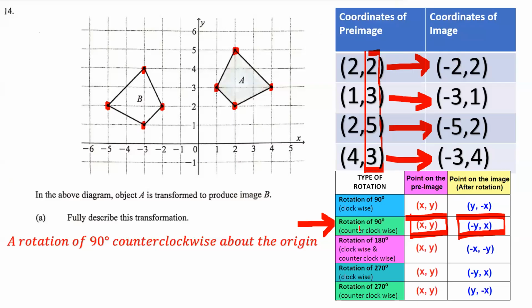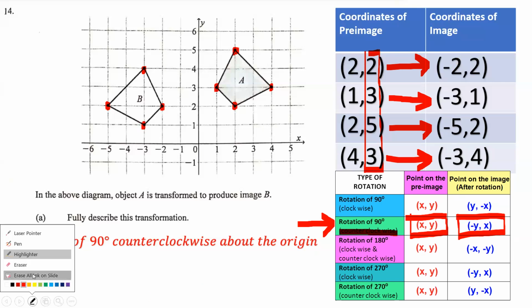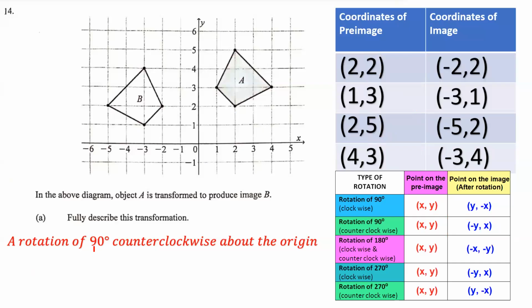And so if that's what we did, if that's what we're seeing, then it's definitely a rotation counterclockwise of 90 degrees. All right, so it's a 90-degree rotation counterclockwise. And so that's how we can verify that this is definitely a rotation of 90 degrees counterclockwise about the origin. Okay, let's move on to the next question.